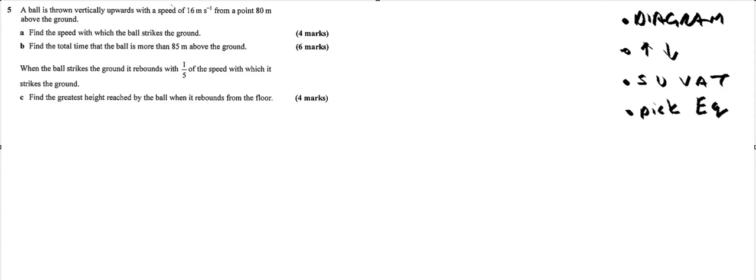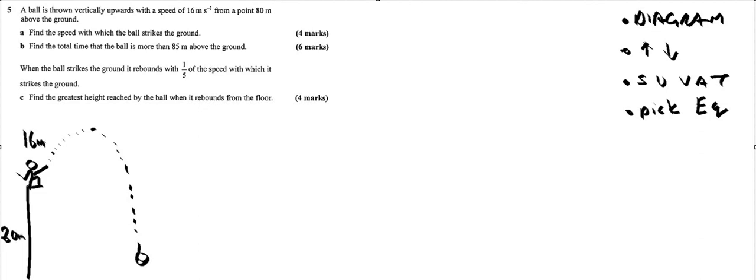So, a ball is thrown vertically in the air with a speed of 16 meters per second from a point 80 meters above the ground. Okay, so we've got someone standing on top of an 80-meter tower, and they launch the ball. That's 80 meters. They launch it at 16 meters per second velocity. We've got to work out A, the speed with which the ball strikes the ground.